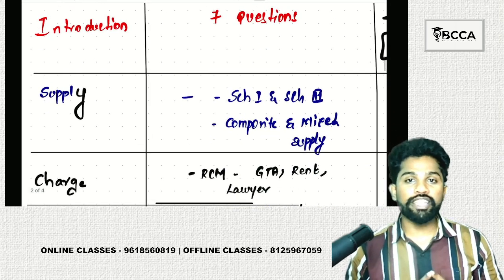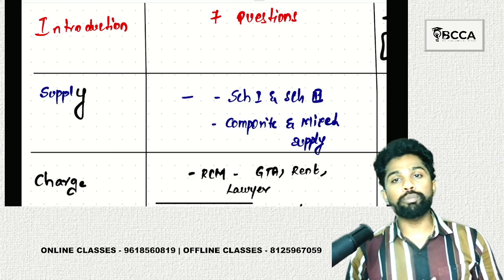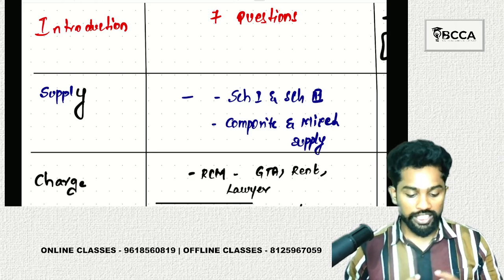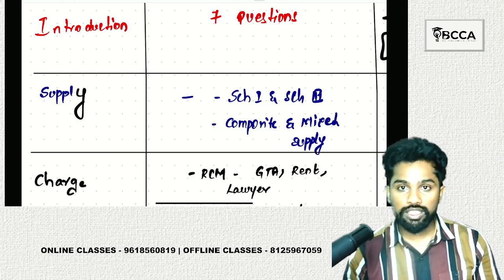Next, coming to the supply chapter. The important areas are Schedule 1, Schedule 3, not 2, Schedule 3, the negative list, and composite and mixed supply. These are the important areas.